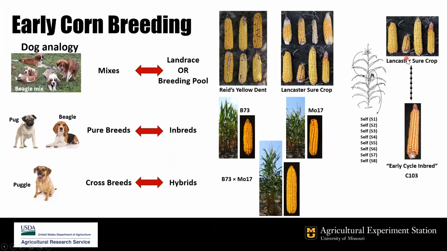But if you take the pollen from the tassel and you put it on the silk of the same plant, that's called self-pollination. And if you self-pollinate a number of times, for example, 8 times, you become very much of a pure breed. And taking Lancaster Surecrop and selfing it 8 times led to the development of C103 from Connecticut. And this is what they consider as an early cycle inbred. And you can do this for any of the different land races. And this is how early corn breeding began.